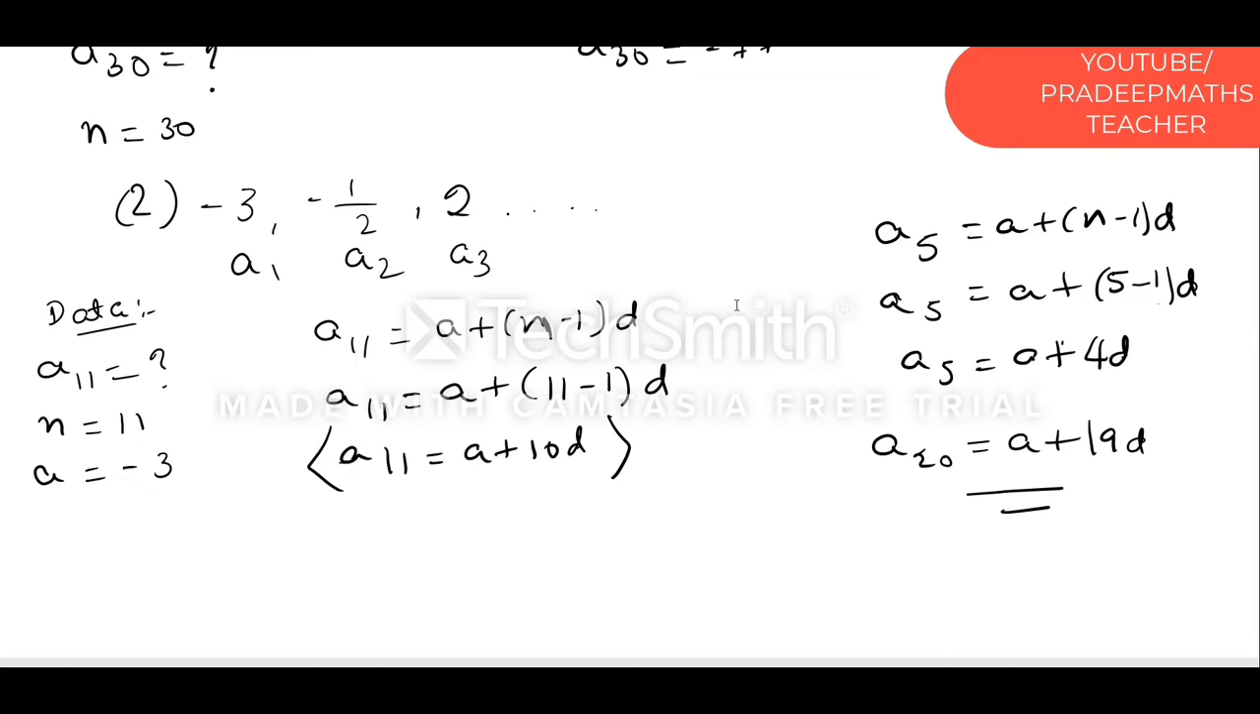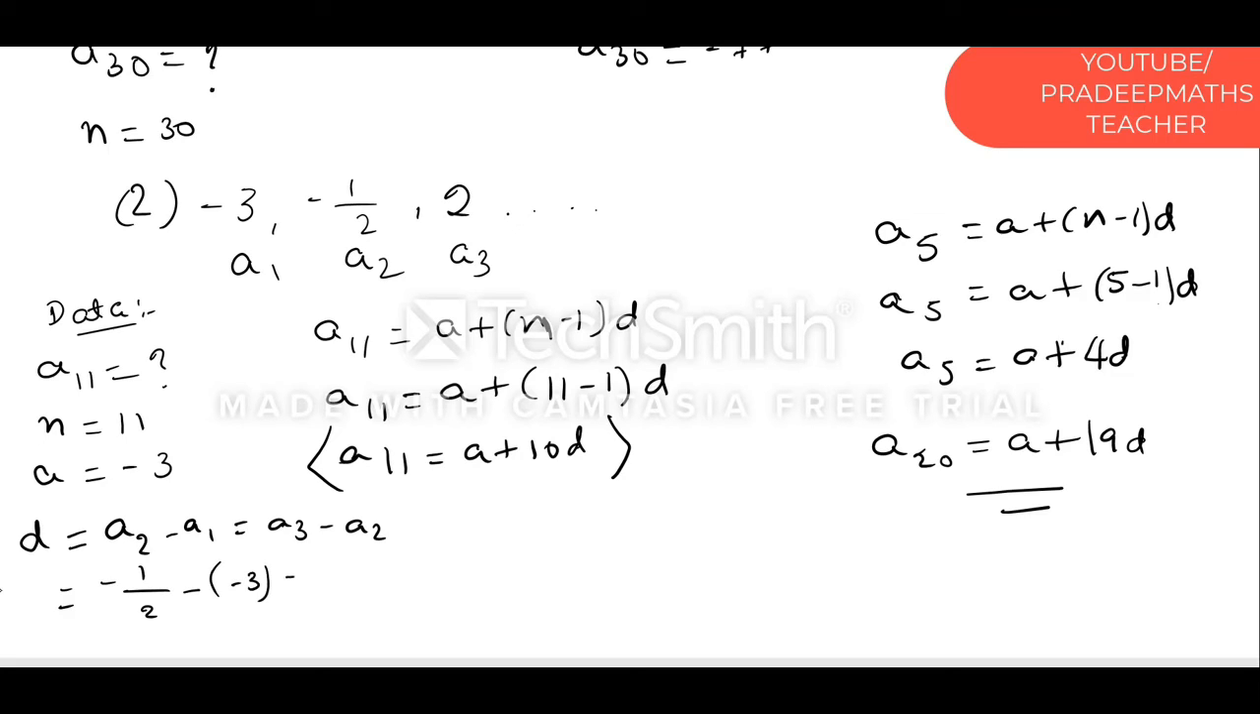Okay, now here you need to find the a11th term, so the formula will be a plus 10d. Here you got the value of a, which is minus 3. Now d, you need to find the common difference. If you apply the values here, you'll get the a11th term. The common difference formula will be a2 minus a1 equals a3 minus a2, correct? So a2 will be minus 1 by 2, minus a1 will be minus of minus 3.